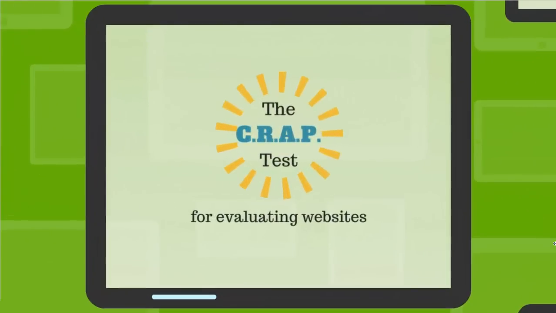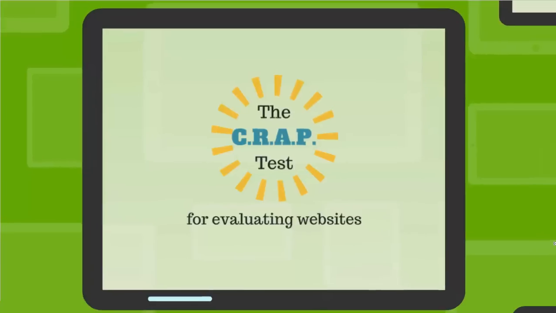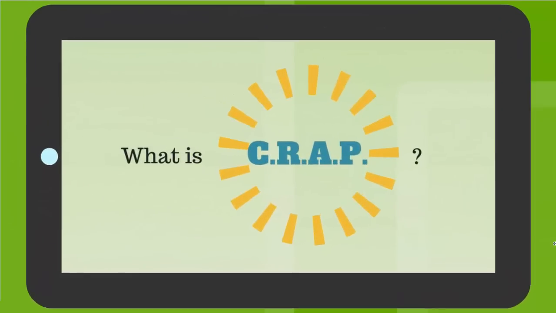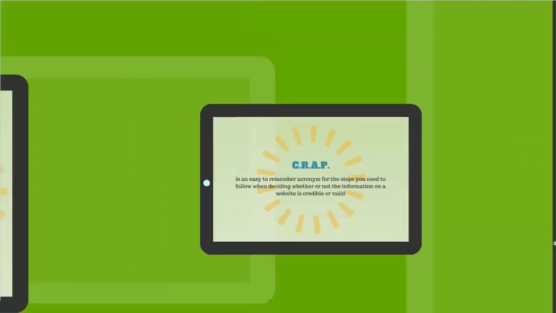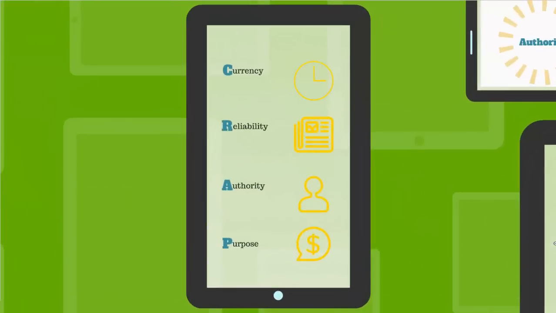The CRAP test for evaluating websites. What is CRAP? CRAP is an easy-to-remember acronym for the steps you need to follow when deciding whether or not the information on a website is credible or valid. CRAP stands for Currency, Reliability, Authority, and Purpose. So what does that mean?